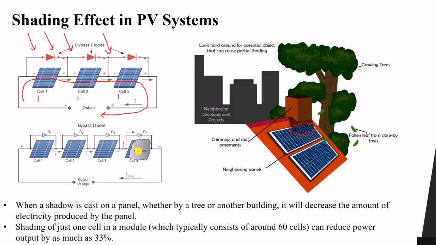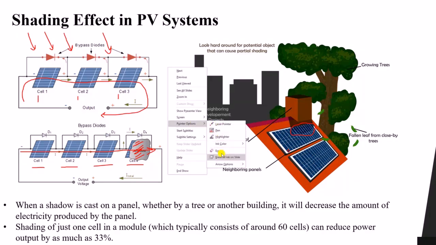Now, when we have a shading effect, like here where we have a shadow on this cell or this PV panel, what will happen if we allow the current to pass through this cell? Since all of these cells are in series, the total current flowing through these panels is very much reduced. So how can I solve a problem like this?